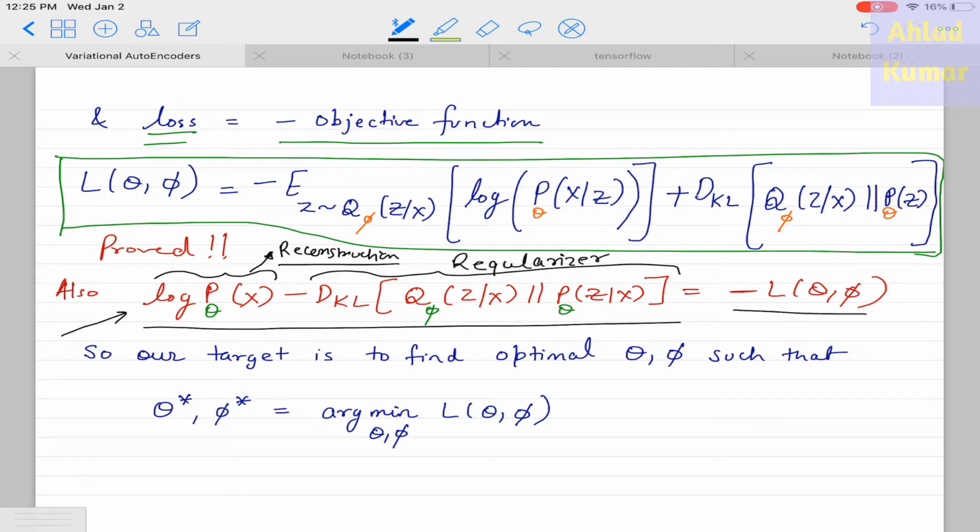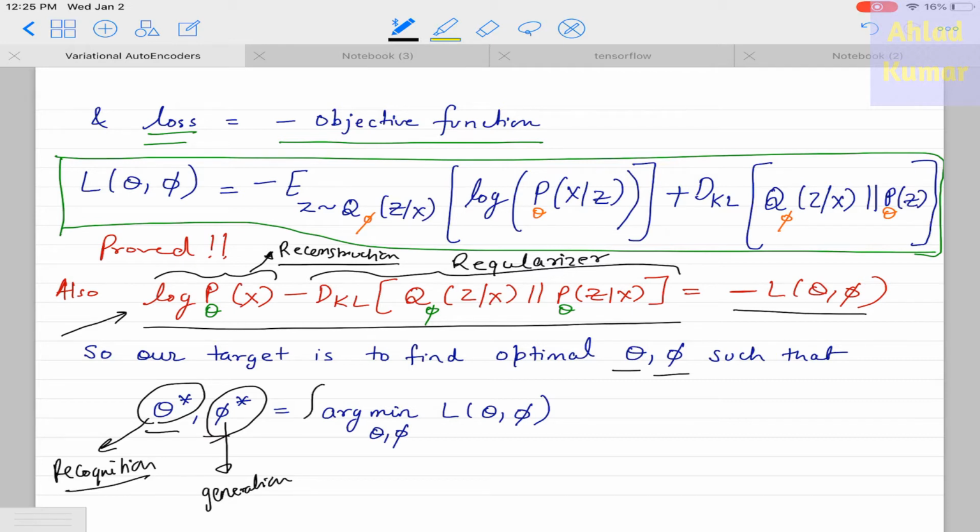So now our target is to find the optimal values of theta and phi, that is theta star and phi star. As we already discussed, these are the weights of the neural networks that we have to learn, and these are the weights for the generative network, and these are the weights for the recognition network. So our main target is to learn theta star and phi star. So we have to do it through an optimization framework, and we will do that by minimizing this loss function that is available over here.